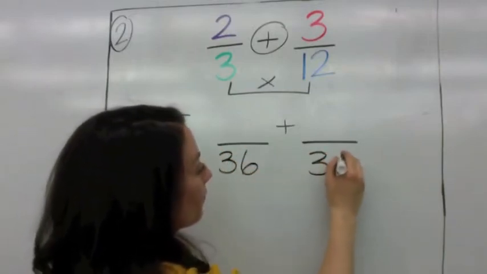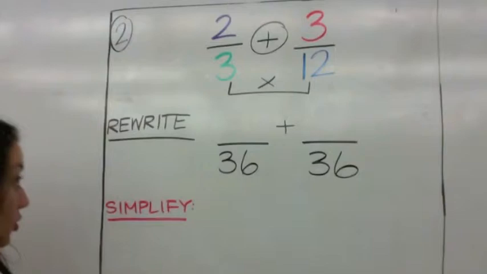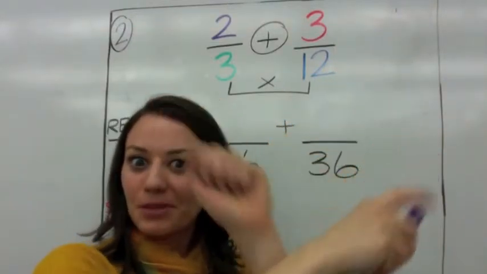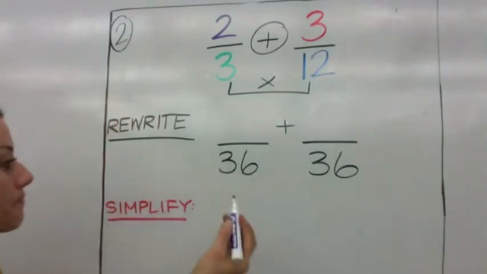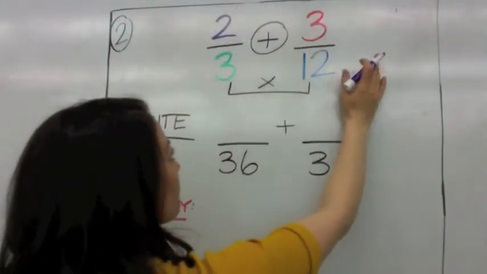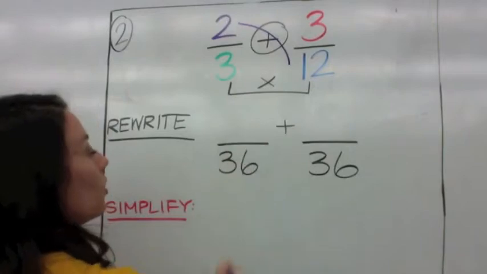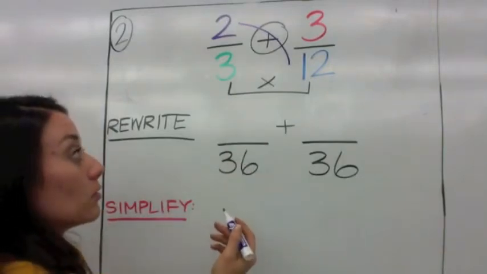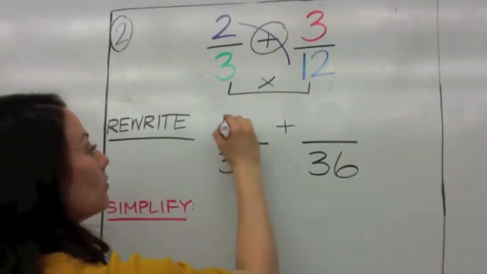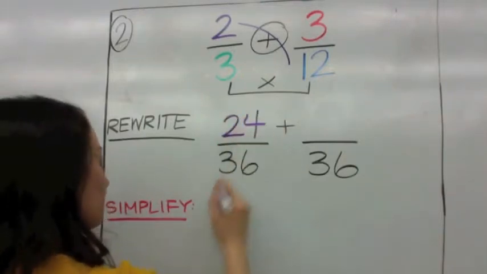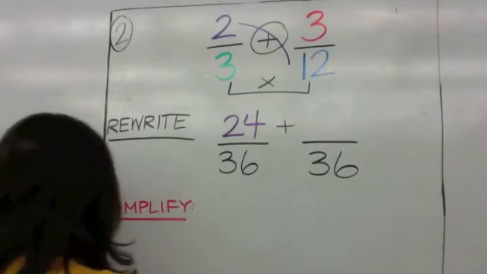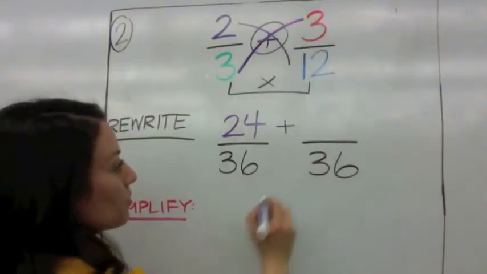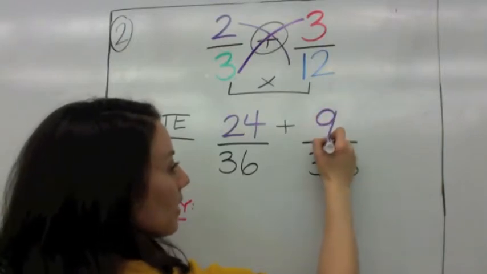Okay. Now we have to find the numerators by, what are you going to do? Cross multiply. Very good. You're going to cross multiply. Start with the fraction on the right. What is 12 times 2? 12 times 2 is, come on, 12 times 2. What is it? 24. Good. And then you're going to multiply 3 times 3. What's 3 times 3? It's 9. Very good.